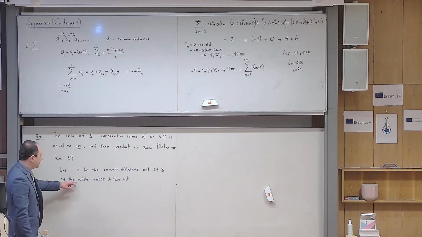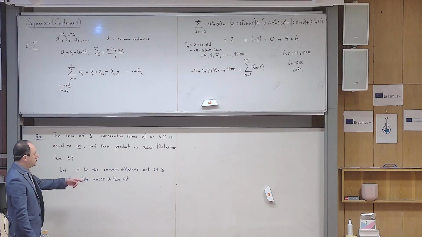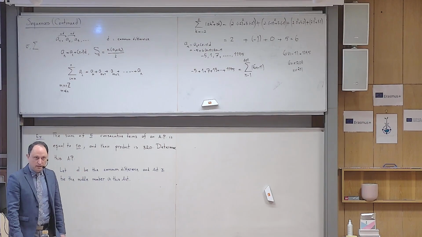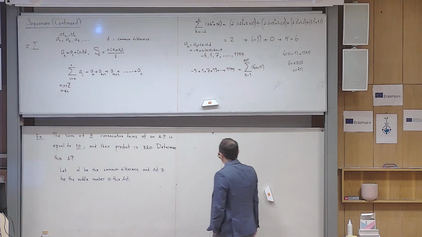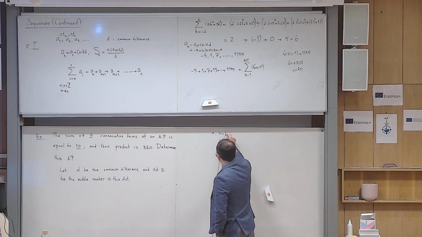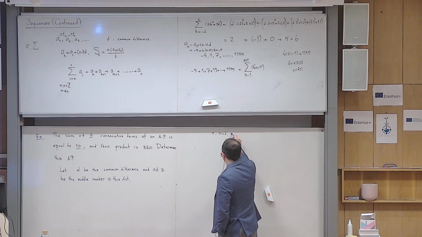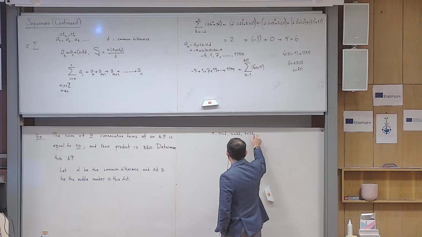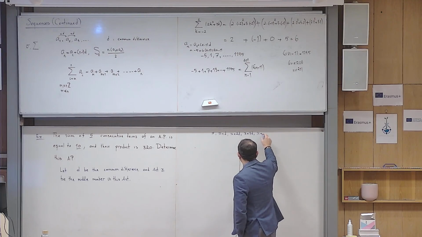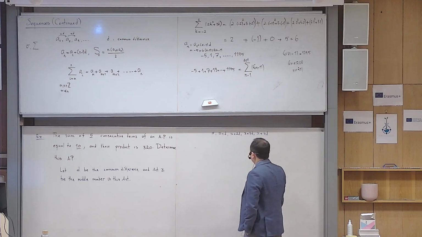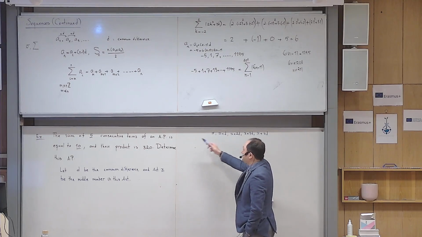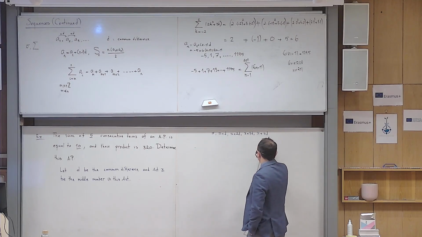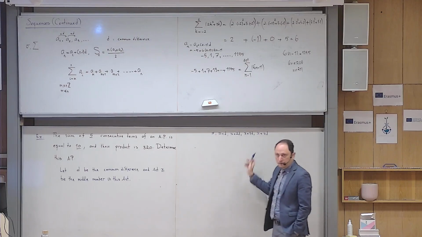Why do you think I chose X to be the middle one? I could have chosen X to be the first term. If I choose X to be the first term, what will be the second term? The second term will be X plus D. The term after that will be X plus 2D. The term after that becomes X plus 3D. And the term after that becomes X plus 4D. Yes? If I choose D to be the common difference, and X to be the first number in my list, then you agree with me that the other numbers would be of this form.